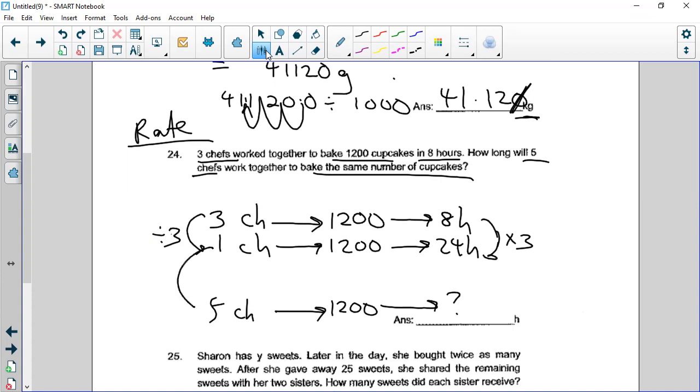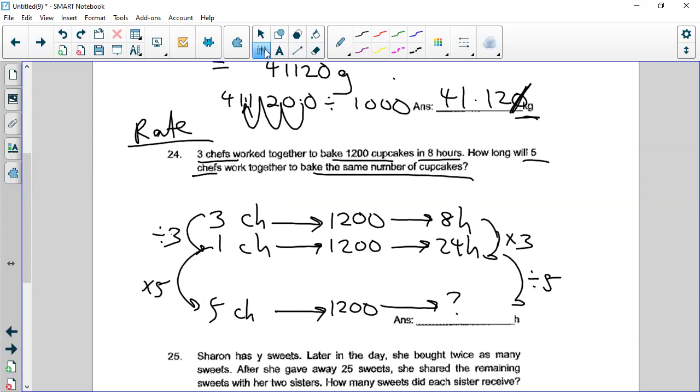Then you tell me stop. Okay, times 5. And then you also times 5. Then go on. Because why? More people, more time? No, more people, less time. Fewer people, more time to do work. So I got 5 chefs. So if there are 5 chefs, then they will take less time. So I do the opposite, divide by 5.